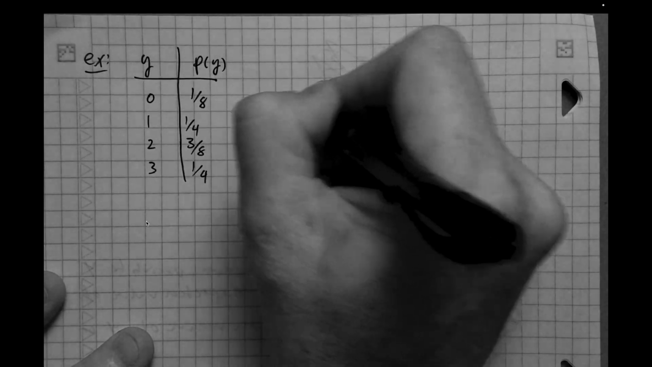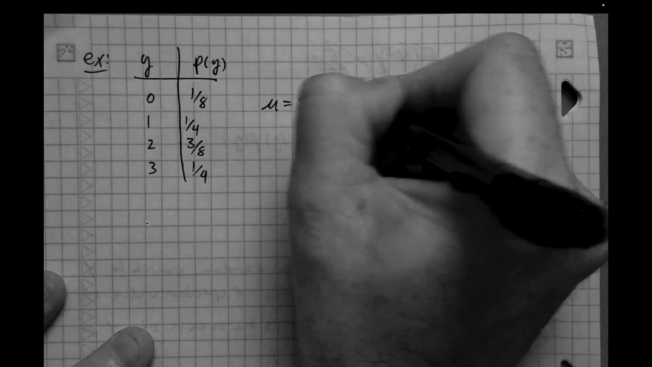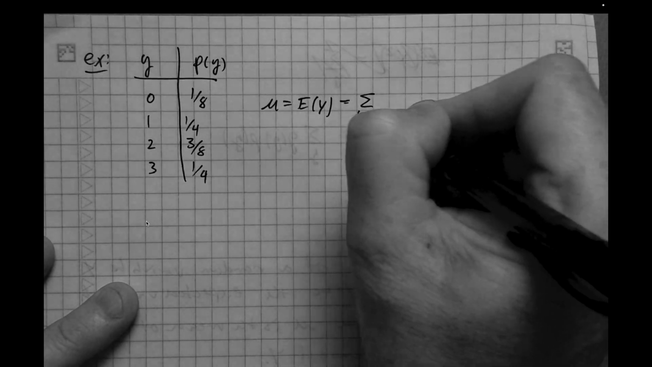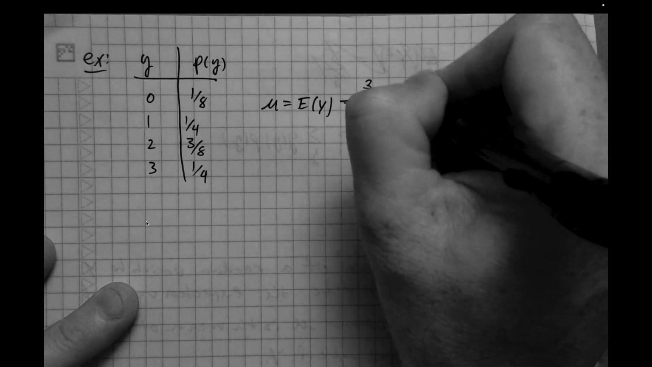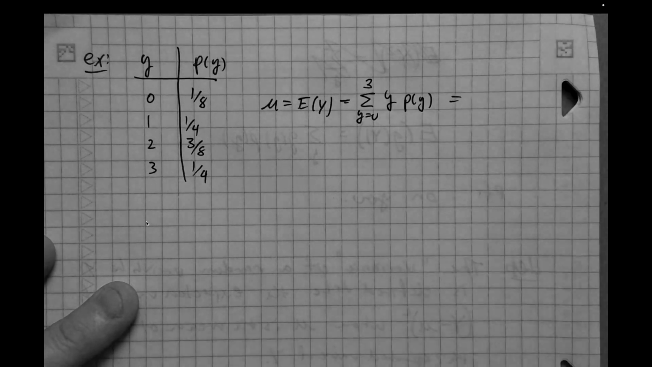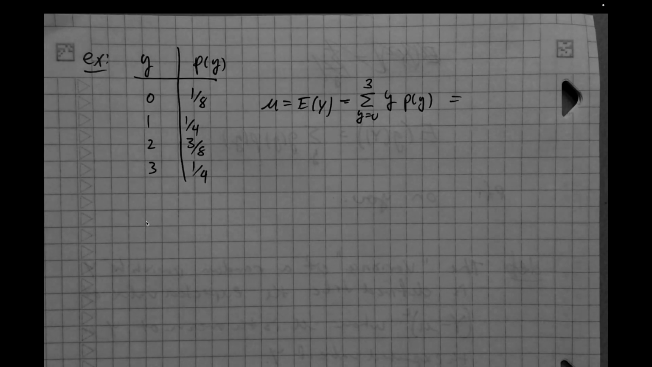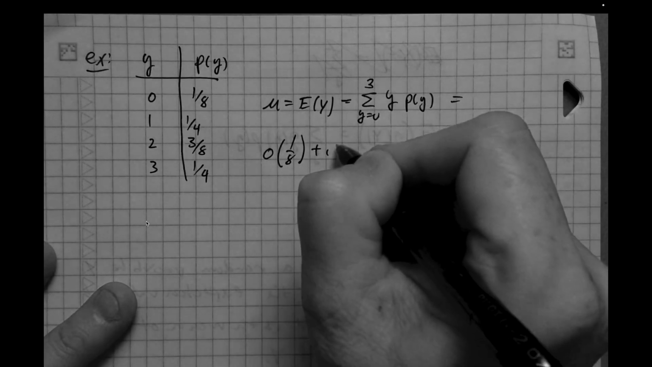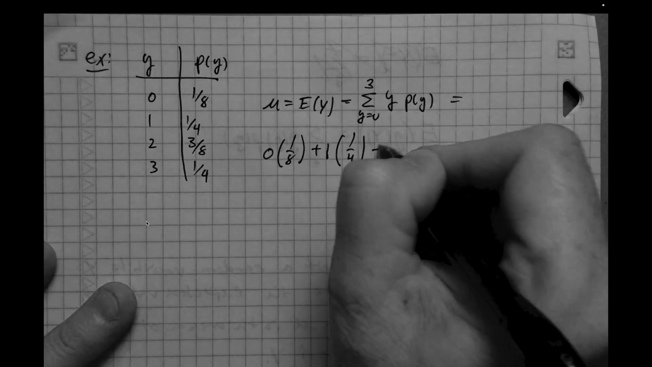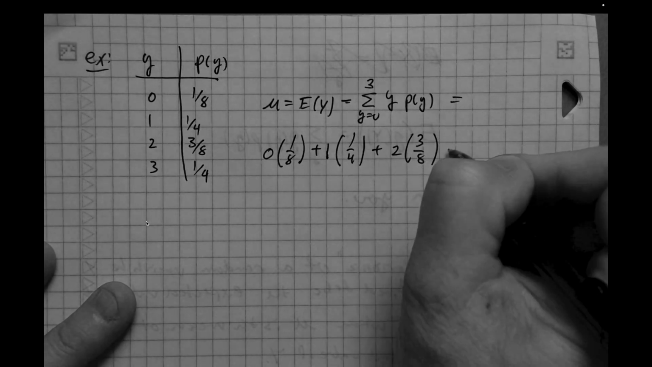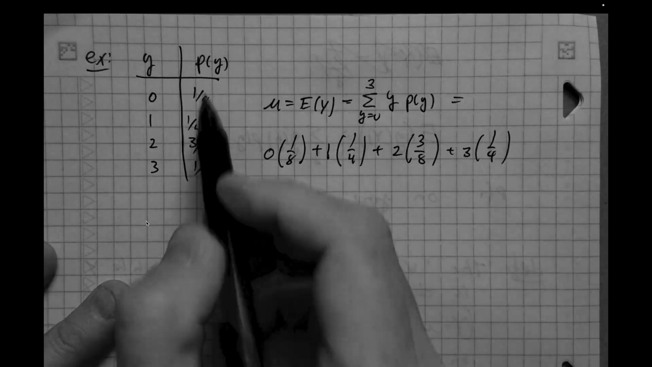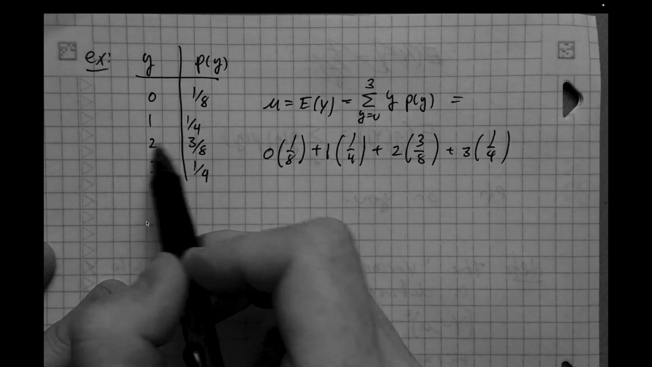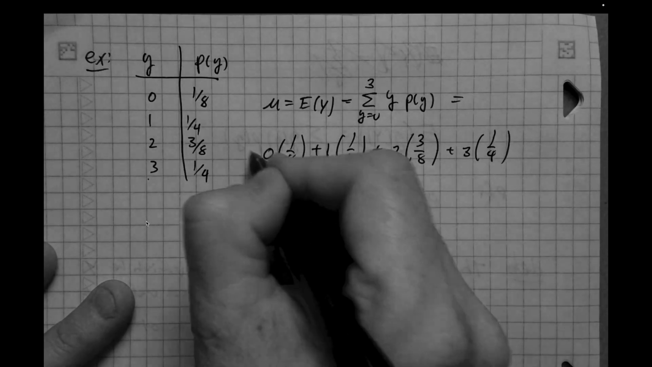Let's say we want to find the expected value of y and the variance of y. So we'll say that mu is equal to the expected value of y, which is equal to the sum from y equals 0 up to 3 of y times the probability of y. All right, that's just the definition. And so we can plug these values in. 0 times 1/8 plus 1 times 1/4 plus 2 times 3/8 plus 3 times 1/4. Right, so just going through 0 times an eighth, 1 times a fourth, 2 times 3/8, etc. And that's what we get here.